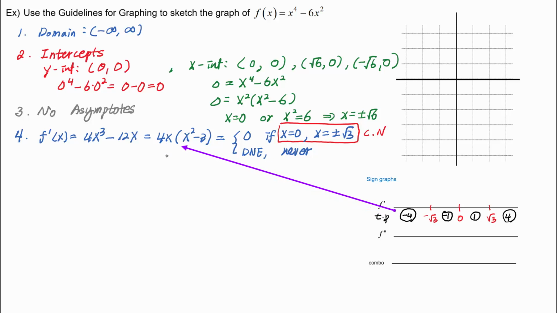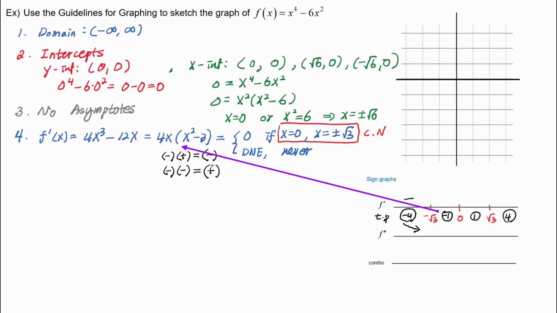So when I plug in negative 4, it is negative times negative 4 squared minus 3, which is positive, and negative times positive is negative. So my first interval is negative. So my graph goes down, decreasing. When you test negative 1, 4 times negative 1 is negative. Negative 1 squared minus 3 is negative. And negative times negative is positive. So my second interval is positive.